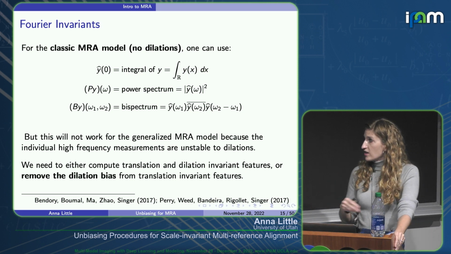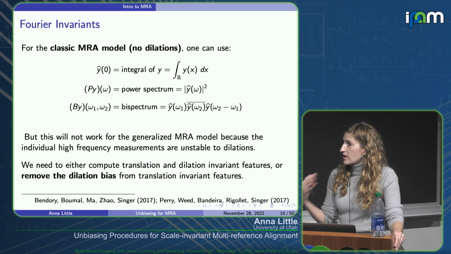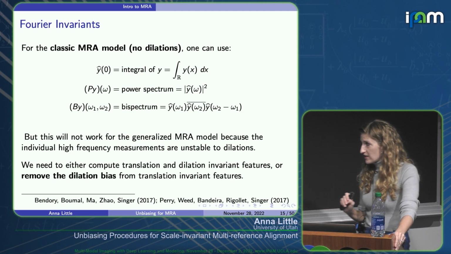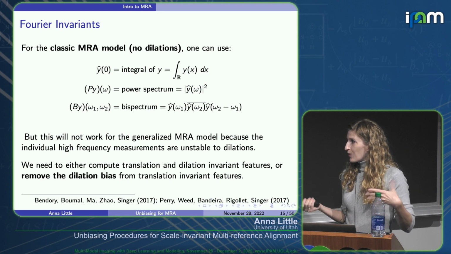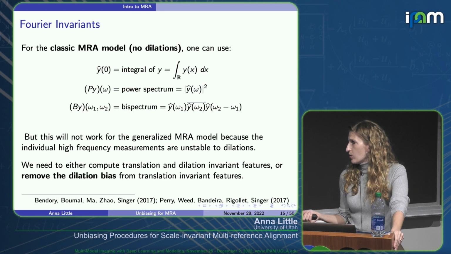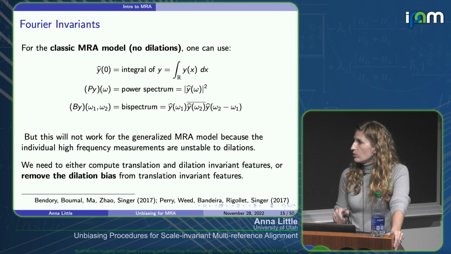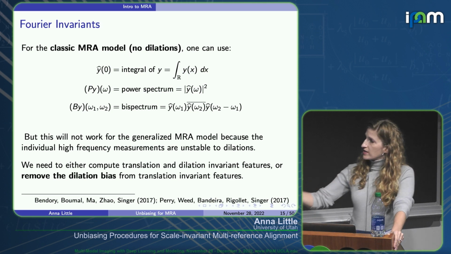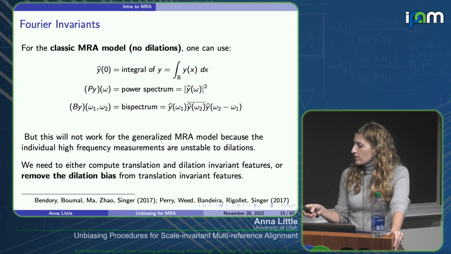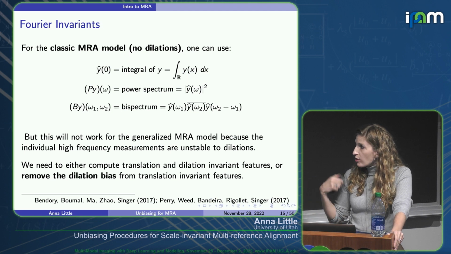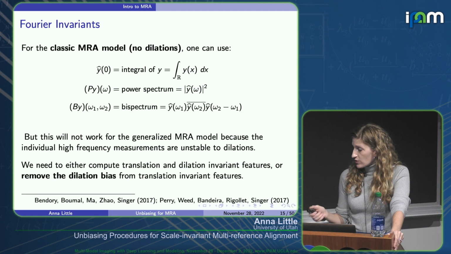We could try computing both a translation and dilation invariant representation. The fear there is that it's not quite expressive enough. So what we will explore here is staying with the translation invariant representation, but trying to remove the dilation bias from that representation. So how do we unbias the features for the effects that the dilations are having?